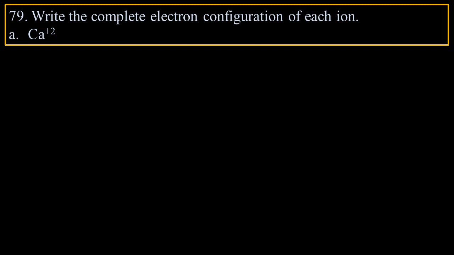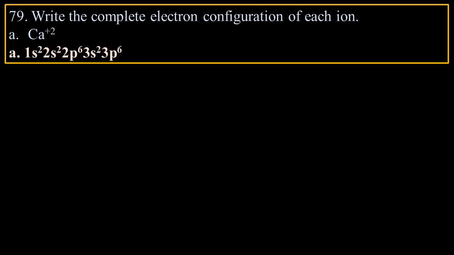Write the complete electron configuration of each ion. Matter of fact, if there are any problems that are incorrect, the first person to tell me in class and show me why they're incorrect will get extra credit. So it's going to be calcium plus 2, so it's going to have the electron configuration of the closest noble gas, argon. So it'll be 1s2, 2s2, 2p6, 3s2, 3p6.